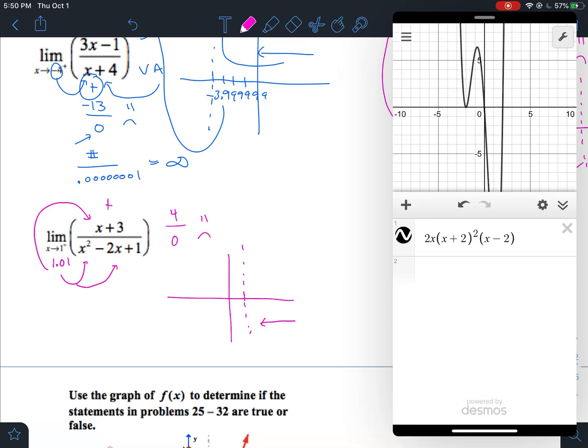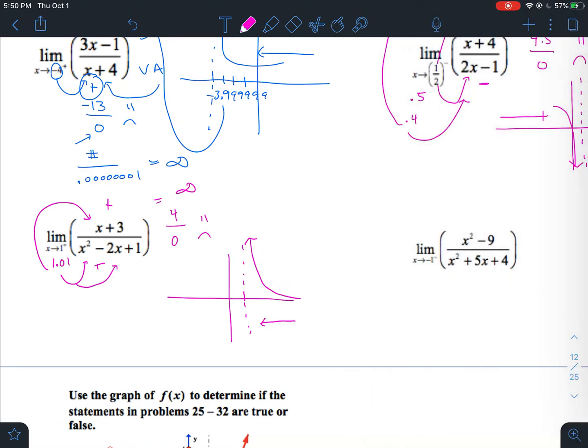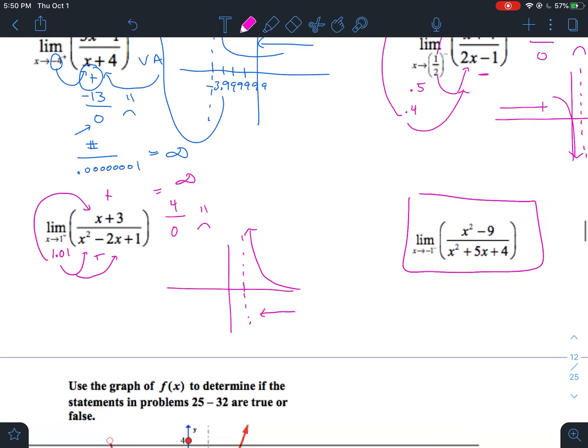So we're going to do 1.01 squared minus 2 times 1.01 plus 1. And it's positive. So I get a positive over a positive. So that means that this graph, as I'm approaching 1 from the right, is going to shoot up to positive infinity. If you guys would like to see this last one worked out, just go ahead and go to the finish notes. So you could try that right now and then go to the finish notes to check the answer.